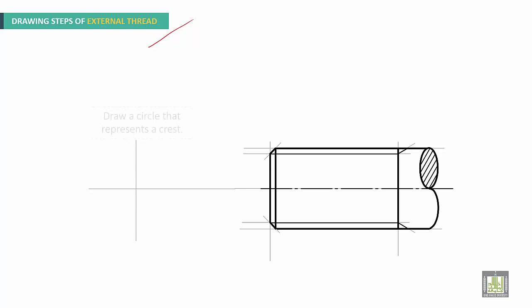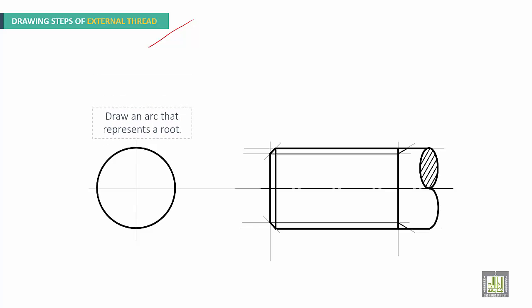Now, for the side view, start by drawing a circle that represents a crest. Draw an arc that represents a root. It should intersect here, okay? And not a continuous circle, it is an arc. Axis, this is side view.